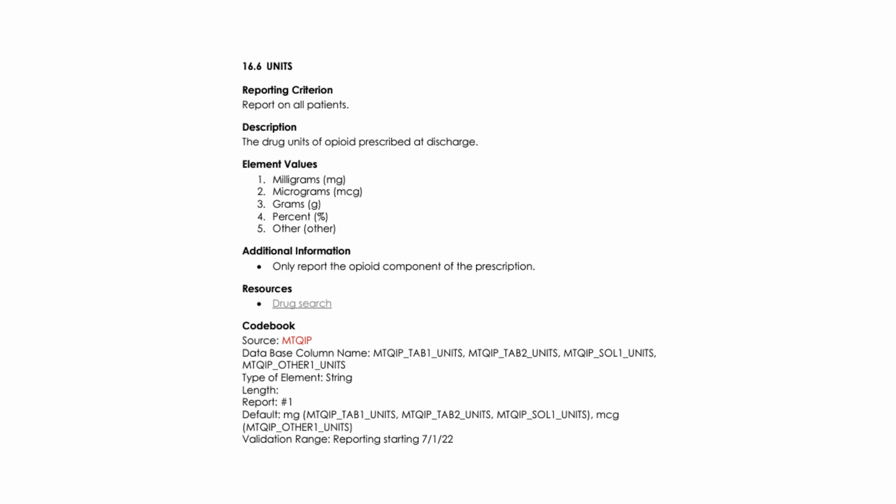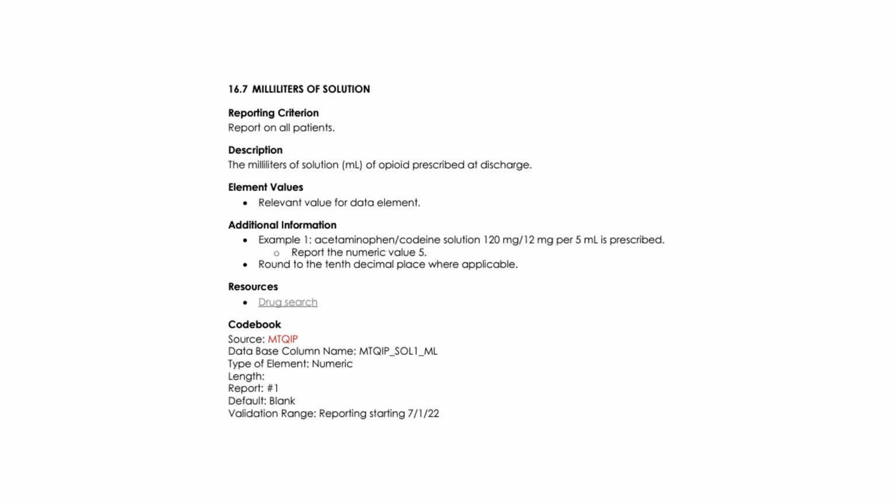Units refers to the drug units of opioid prescribed for a patient at discharge. Again, only report the opioid component of the prescription. Milliliters of solution refers to the milliliters of solution of opioid prescribed at discharge. For example, an acetaminophen codeine solution of 120 mg and 12 mg per 5 mL is prescribed. Report the numeric value of 5. Round to the 10th decimal place where applicable.